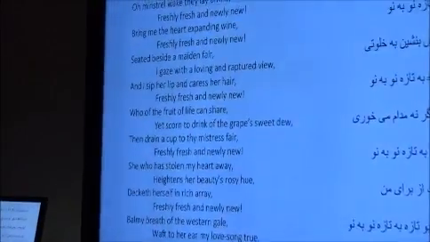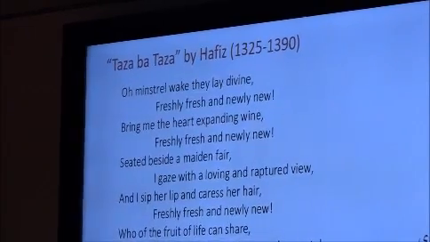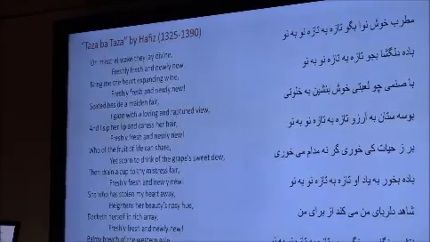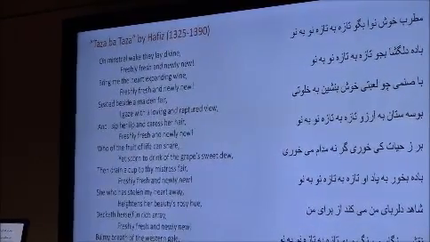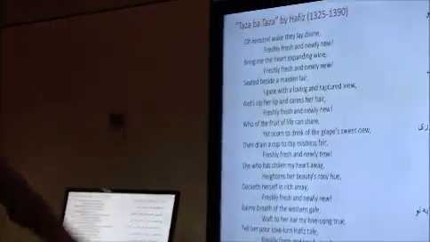That's an example of a song that was originally written by the Persian poet Hafez in the 14th century. The key motif in this poem, this ghazal, is the recurring refrain in Persian, taza ba taza, nau ba nau. And you'll see here a translation of it into English from 1867, where taza ba taza, nau ba nau has been rendered freshly fresh and newly new.